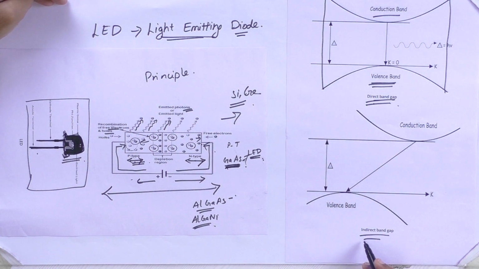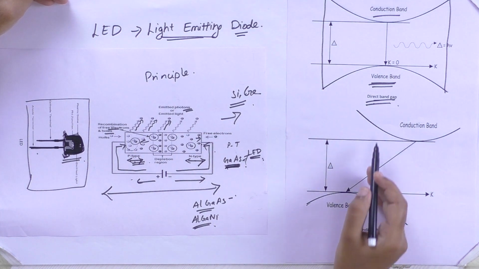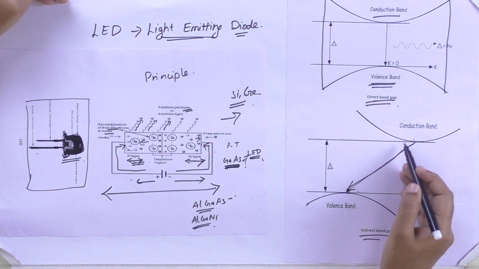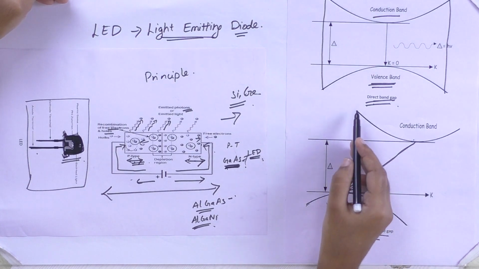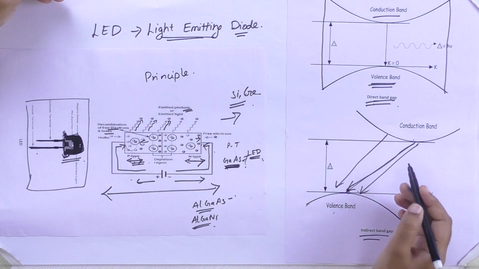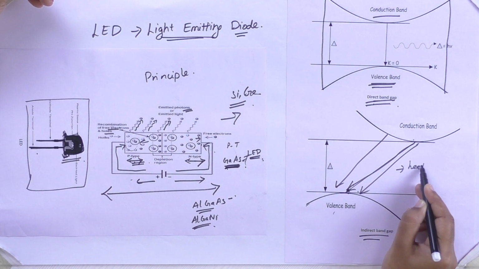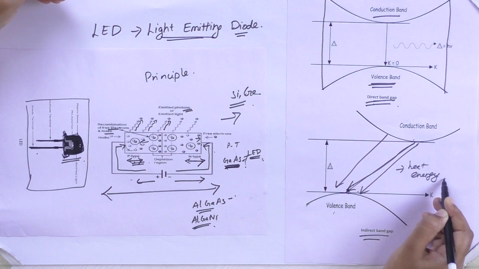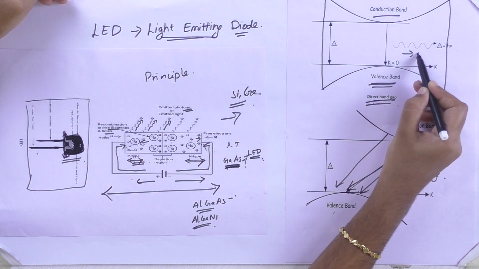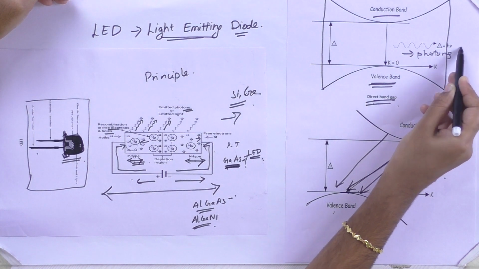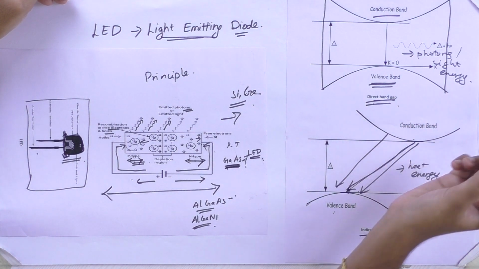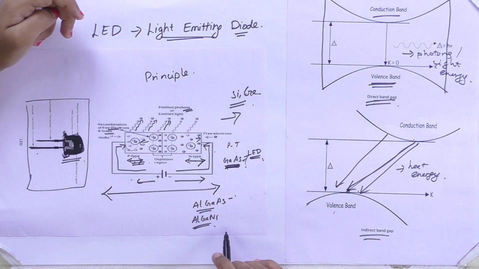But in indirect band gap, the conduction band and valence band will be tilted off. There will be no direct transition of energy. So it will be off at a different angle, and this will emit only heat energy. If it is directly aligned with the conduction band, then it will emit photons or light energy. This is the basic concept behind the LED.